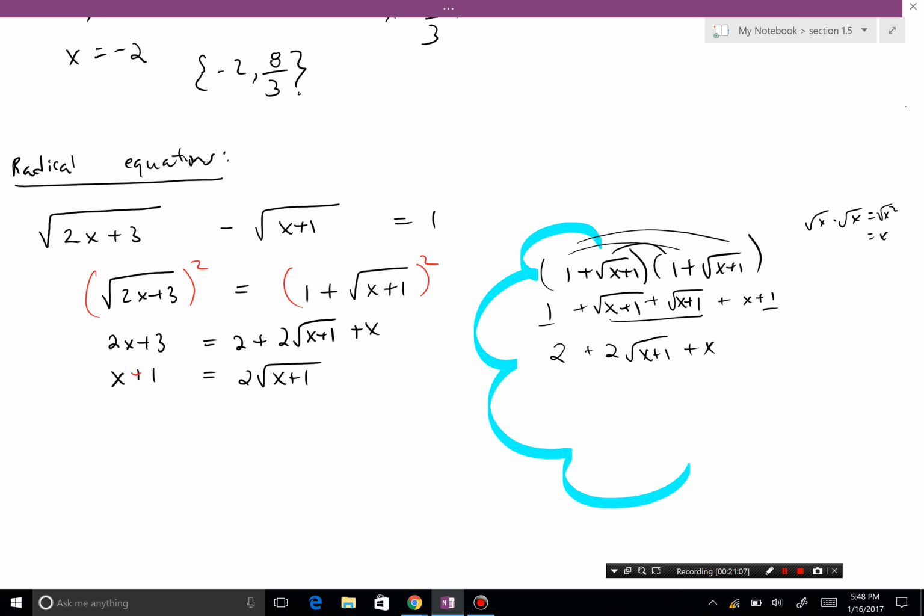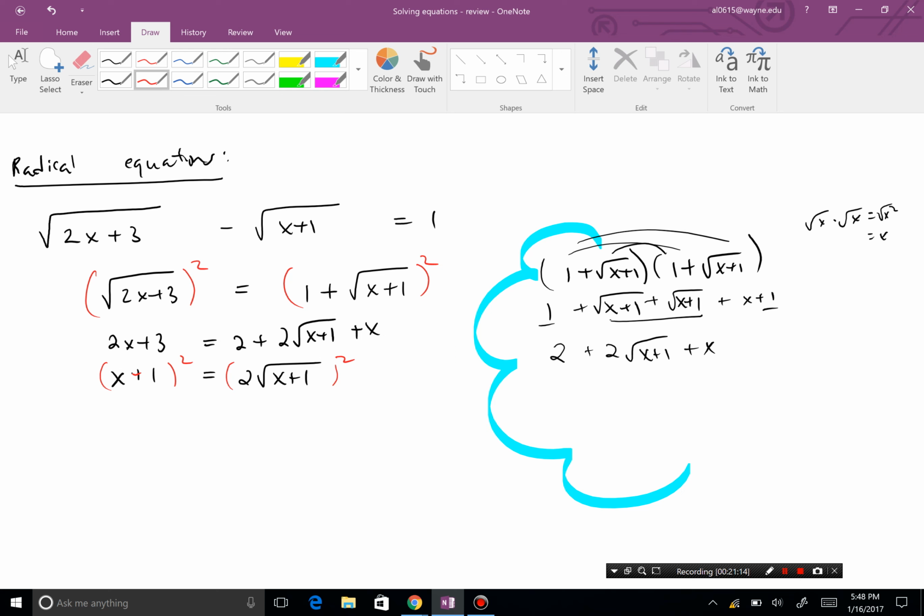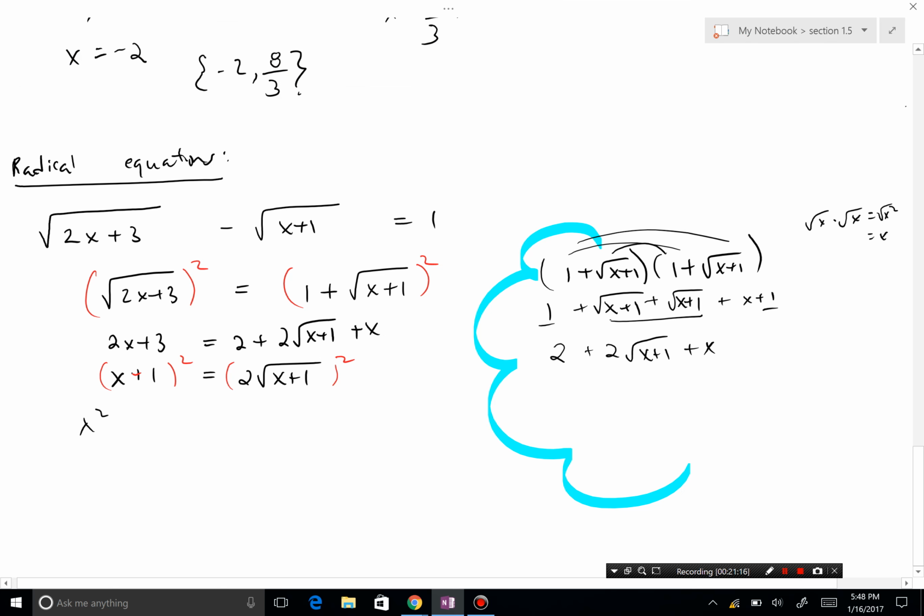So what am I going to do? I'm just going to square it as is. Square it as is. And can I do this? Yes, because it's an equation. I can do whatever I want as long as I do it to both sides. So this gives me x squared plus 2x plus 1. This gives me, be careful, 2 squared is 4, times x plus 1. Now let's multiply it through.